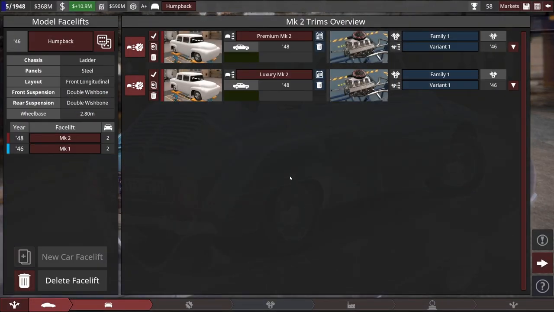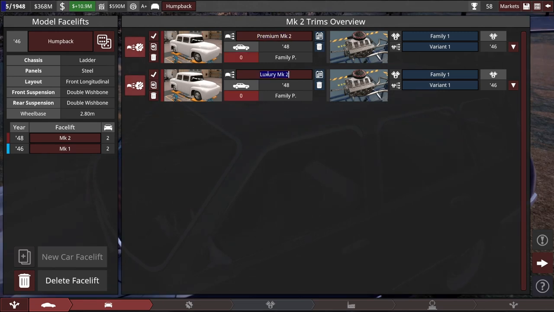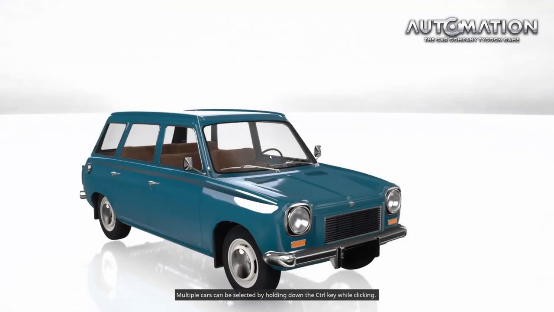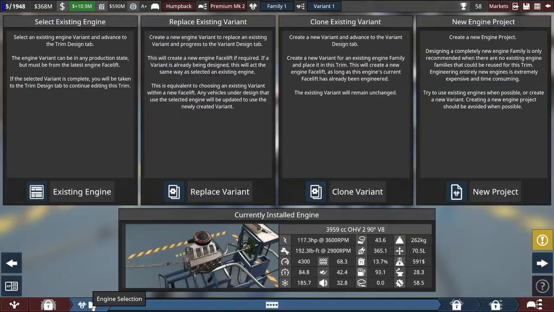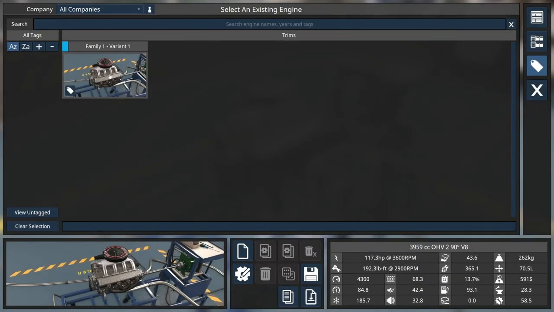We're going to make a facelift. We're already going to make the Premium Mark II and the Luxury Mark II of the humpback. And for our engine, we just could replace variant.